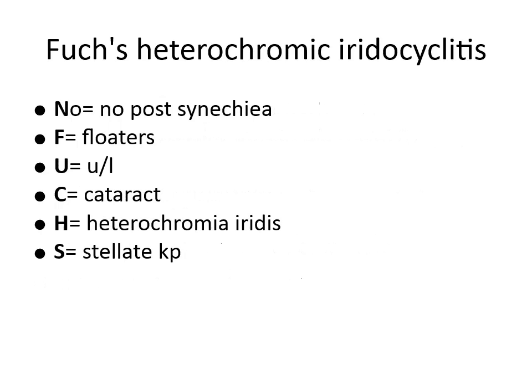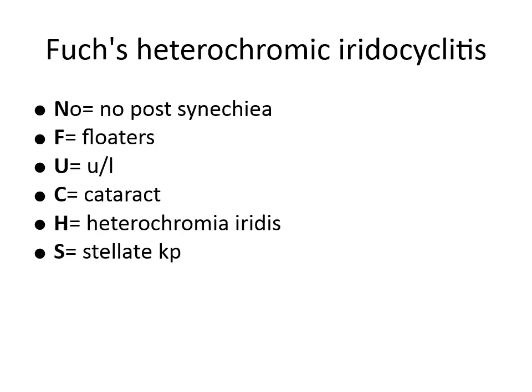So the next condition is Fuchs' heterochromic iridocyclitis. Now remember, this is an important topic. A lot of MCQs and questions come from this. So here the patient will usually have a unilateral anterior uveitis and presents with complaints only of floaters.